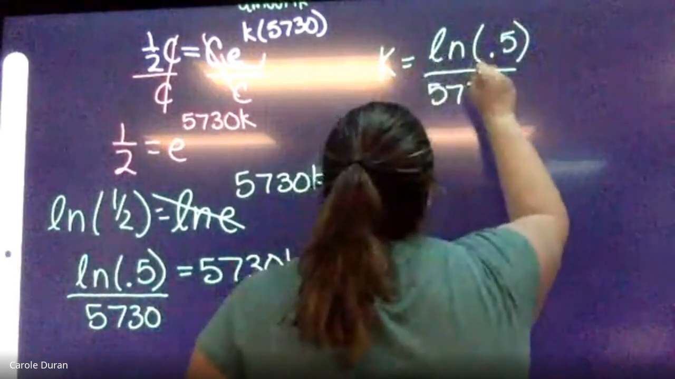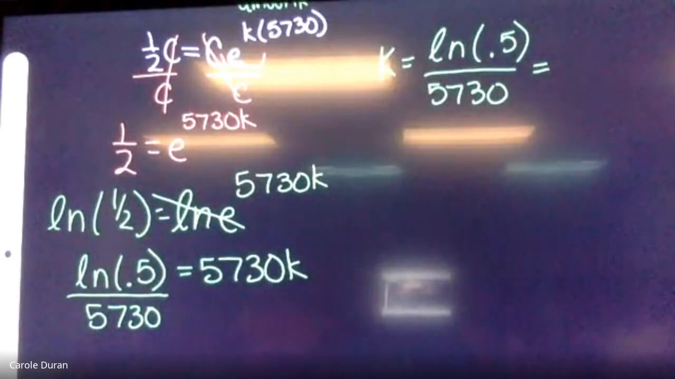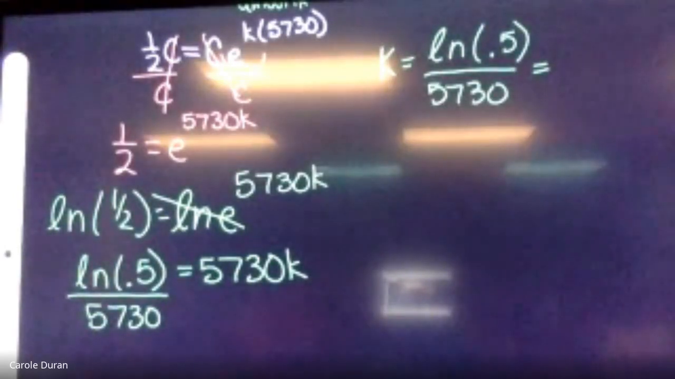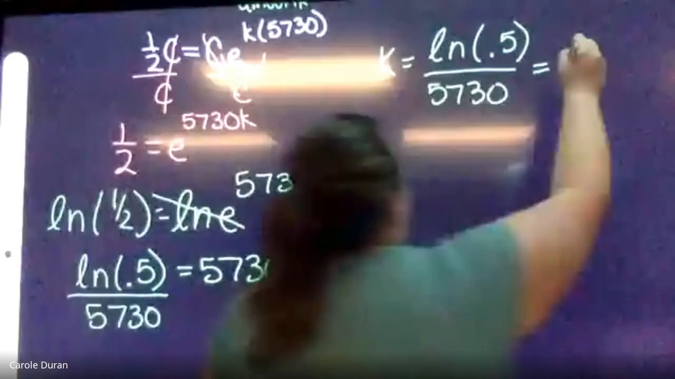That is really, really ugly for me to keep like that. So I'm going to change it to a decimal using my calculator. Everybody plug natural log of 1/2 divided by 5,730 into your calculator. And we're going to take it to at least 4 decimal places depending on what the number is. It's very small, so we're actually going to use 6 decimal places for this number. It is a negative.